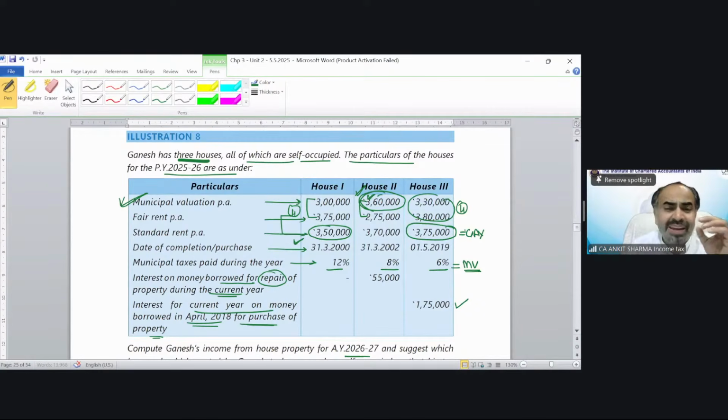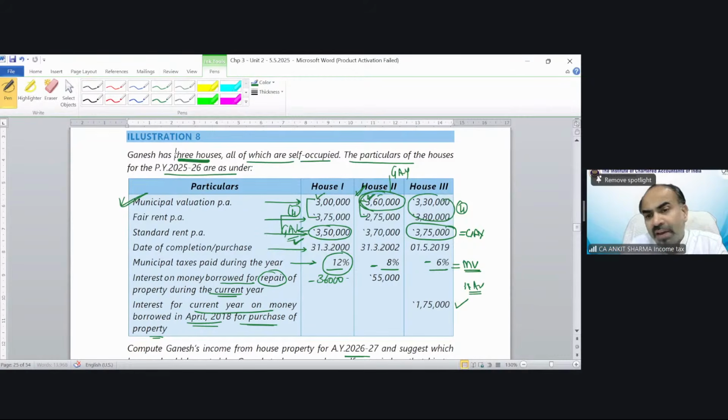We are not doing any new calculation. We are just solving all houses as self-occupied, all houses as deemed let out. So this is the GAV for house number 2, and this is the GAV for house number 1. After GAV, we need to reduce the municipal taxes. So 12% of 3 lakh needs to be reduced. That would be 36,000 from my GAV. 8% of 360 needs to be reduced, and 6% of 330 needs to be reduced. So we will get our net annual value, NAV.